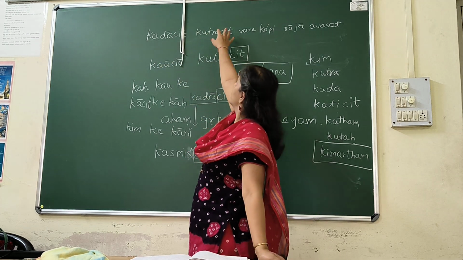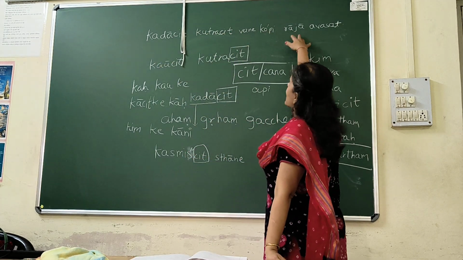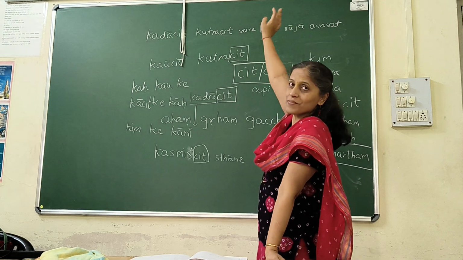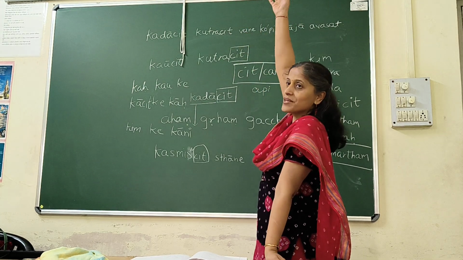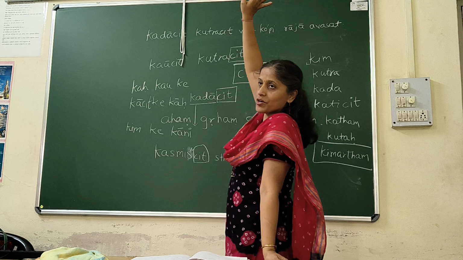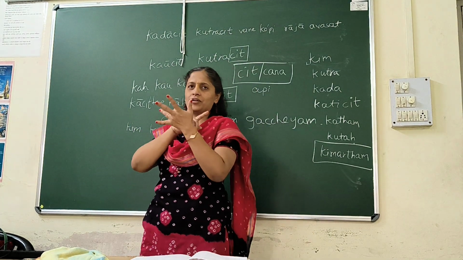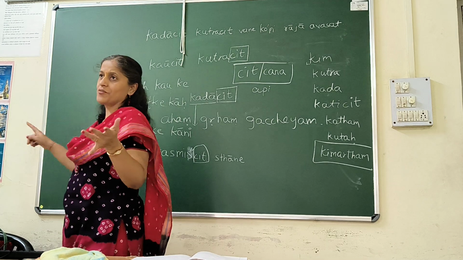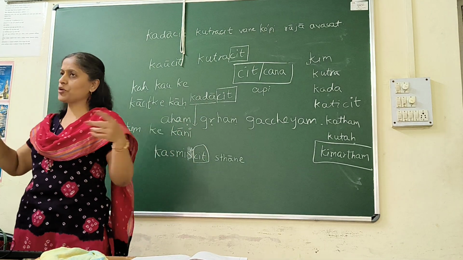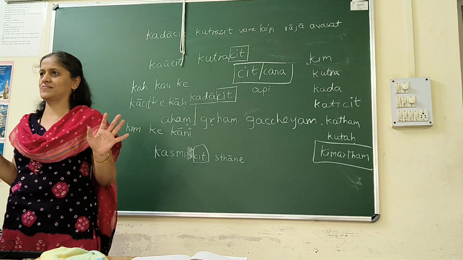Sometime, somewhere in the forest, some king lived. So some king lived in the forest some time back, in some forest. So it's all indefinite. I don't know the name of the forest. I don't know the time when he lived. I don't know the name of the king. I'm talking about so many indefinite things.